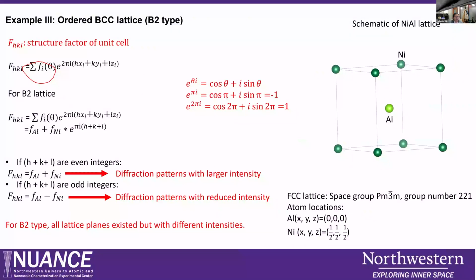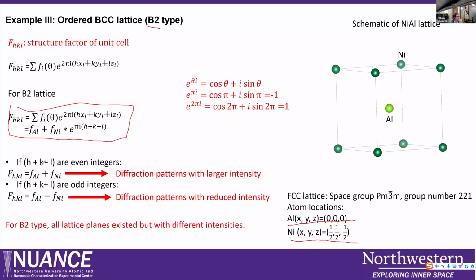Now I give you another one for the B2 type ordering. The B2 type is beta nickel aluminum one, so this has only two atoms. One is aluminum at 0 0 0, one is nickel at 0.5, 0.5, 0.5. If you put them together in the structure factor, then you get this one.